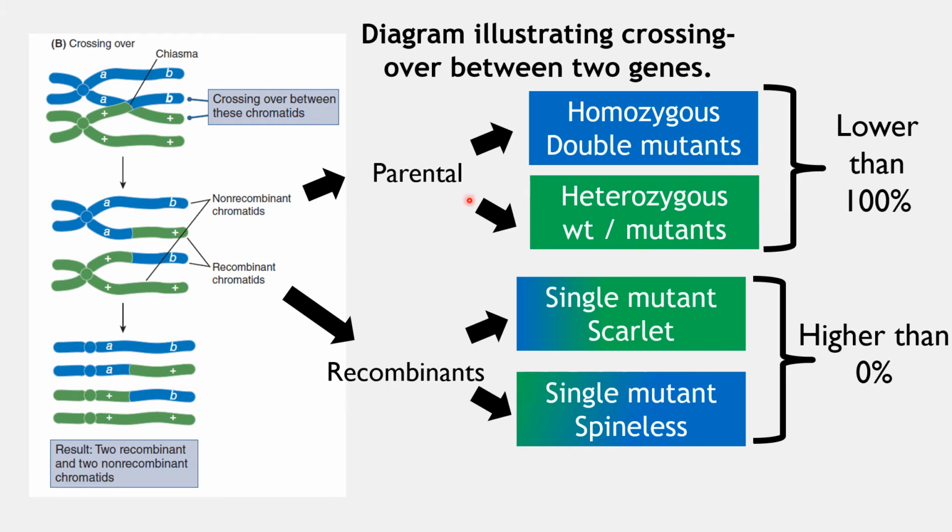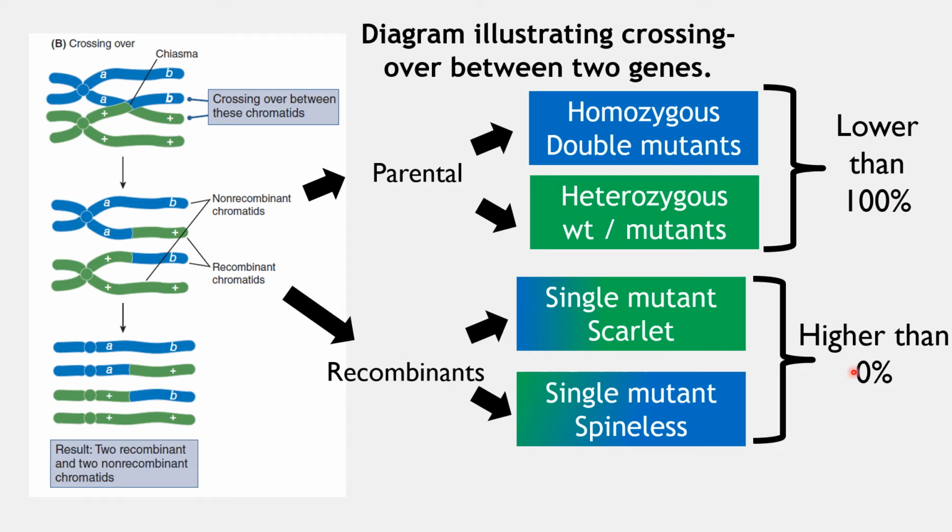On the other hand, as we have recombination, now the parentals will still look like this, but now they will be lower than 100%. And you will have recombinants, so they will be single mutants. So one of them will be scarlet, and one of them will be a single mutant that will be spineless instead of having the two mutants in one. And they will be higher than 0%. So parentals will look the same. Now you have recombinants, that there will be a mix of this, and this is how I represent this with a green and blue and green. There will be a change.